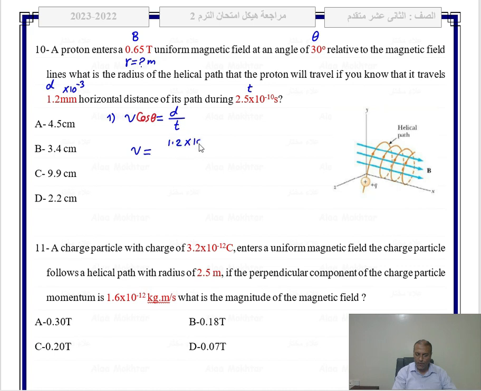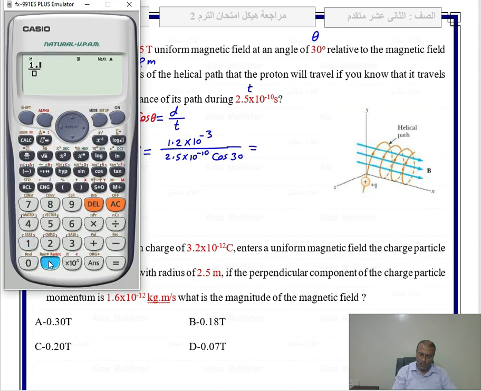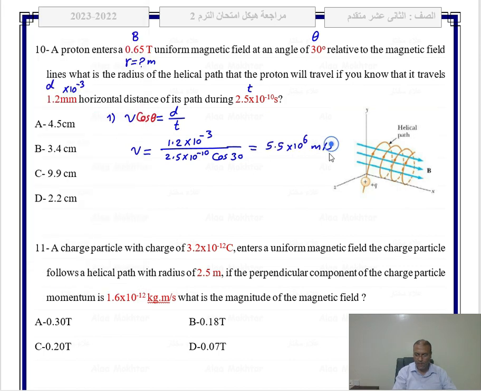So the velocity is equal to D over T cosine theta: 1.2 times 10 to the negative 3 over 2.5 times 10 to the negative 10 times cosine 30. It's equal to 5.5 times 10 to the power 6 meters per second.